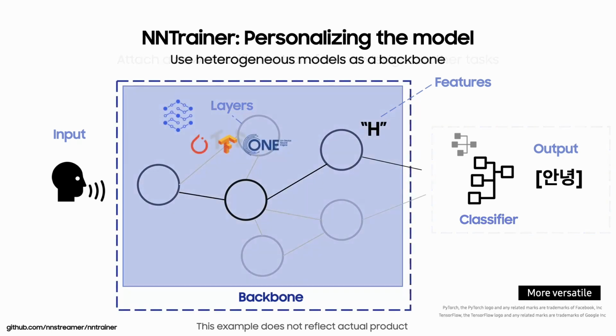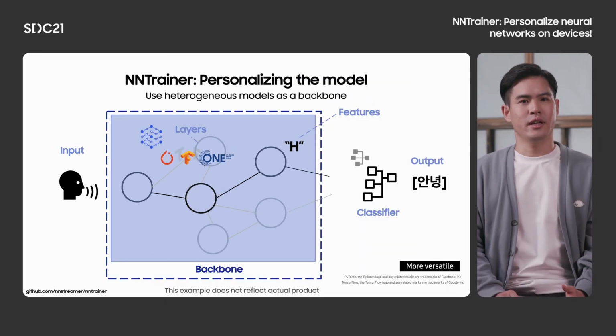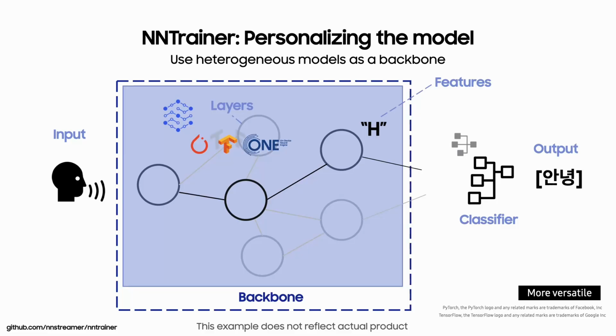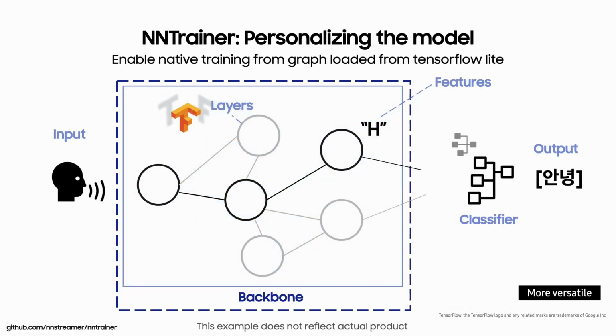Another cool feature we have is that we provide a way to reuse an existing backbone with conventional frameworks, in case you're not interested in retraining the backbone. We support other frameworks like PyTorch or TensorFlow Lite to be plugged in and used instead. Moreover, for some operations, we directly support loading a graph from TF-Lite files, so that you can retrain the model without further boilerplate work of constructing NNTrainer layers.